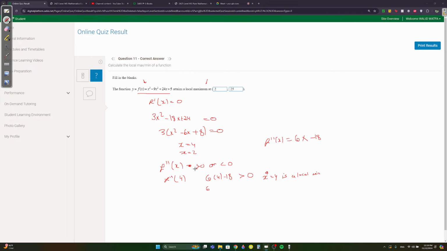How about 2? It's less than 0 because you're going to 12 minus 18, which is negative 6. So x equals 2 is a local max. So they want the y coordinate. You take the 2 and you substitute it into your original equation: 2 cubed minus 9 times 2 squared plus 24 times 2 plus 5. You should get 25. Okay.